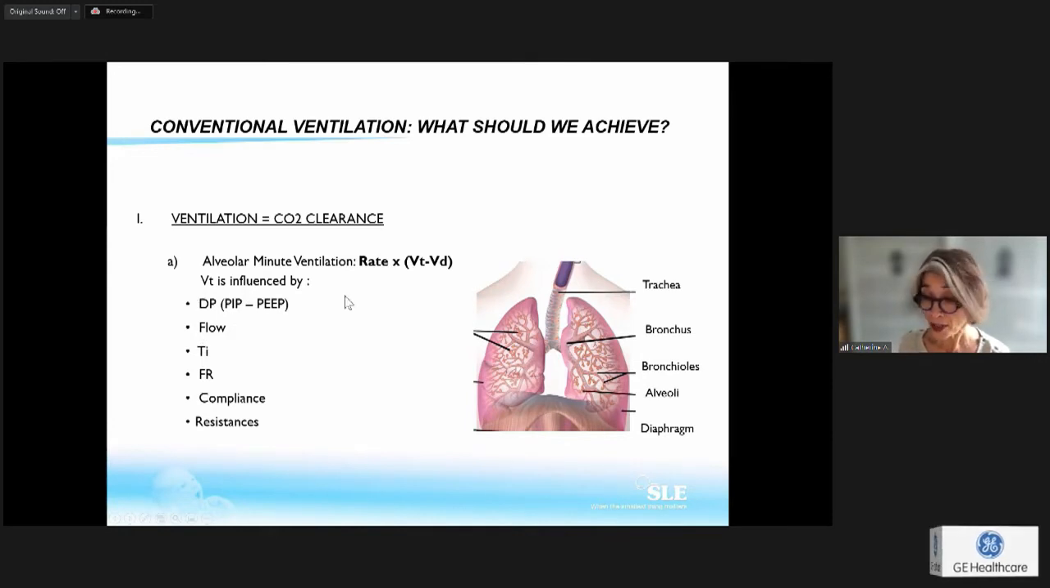So your VT, again, is influenced by different things. It depends on your setting, the delta pressure. It depends, as you have seen previously, on the flow. It depends on the TI, because if your TI is too short, you might not reach the tidal volume that you want. It depends on the frequency as well. And of course, it will be affected by the compliance and the resistances.